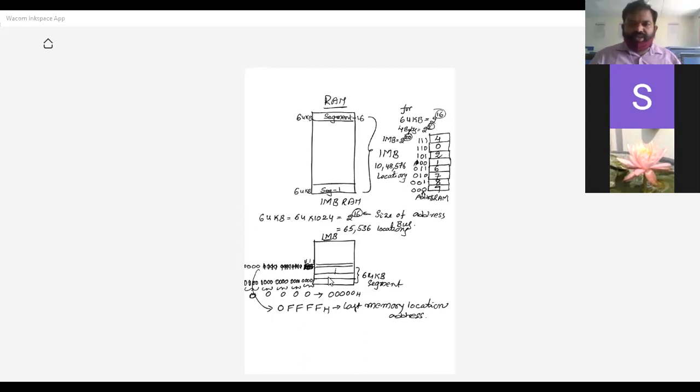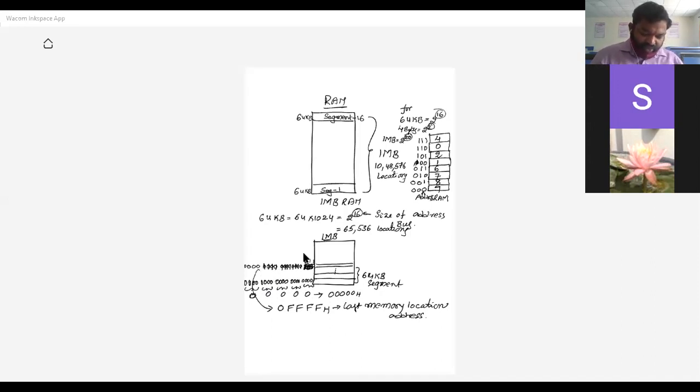Today's concept is this, that is why I was discussing it. Within the 64 KB, the last memory location initially starts with 5 hexadecimal digits, which is 5 into 4, a 20-bit binary address. It ends with all ones. When you convert the same thing into hexadecimal, 0FFFF is the last memory location address in this 64 KB.